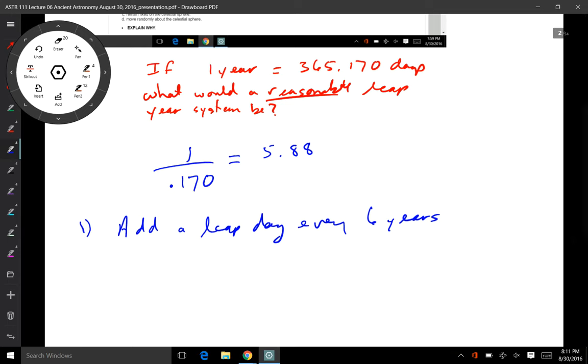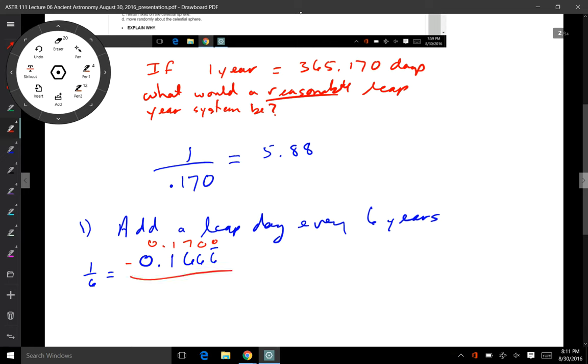You can see I'm starting differently than Max did. Doesn't mean Max was wrong. It's a different scheme. So I'm going to add a leap day every 6 years. If I do that, 1/6 is equal to 0.1. What is 1/6, everybody? It's 6 repeating. So now I'm short by that much, 0.0033 repeating.